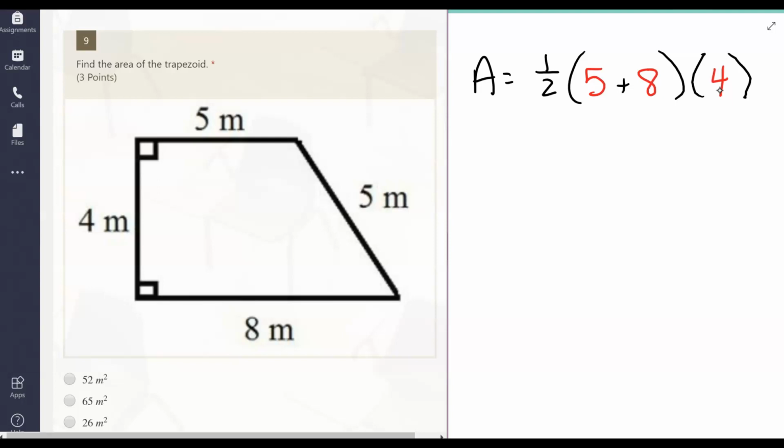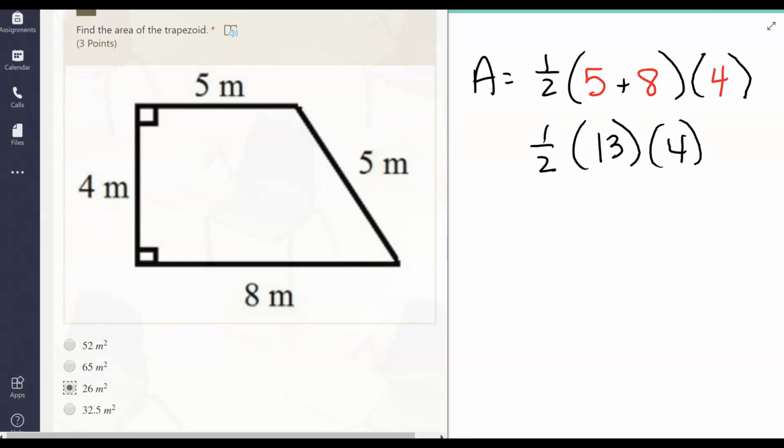Now we just solve. 5 plus 8 gives me 13. I have times 1/2 times 4, and we're going to get 26 meters squared.